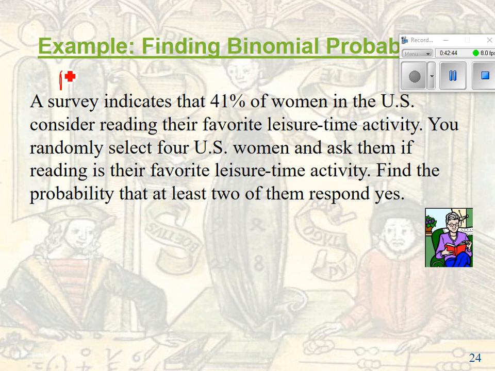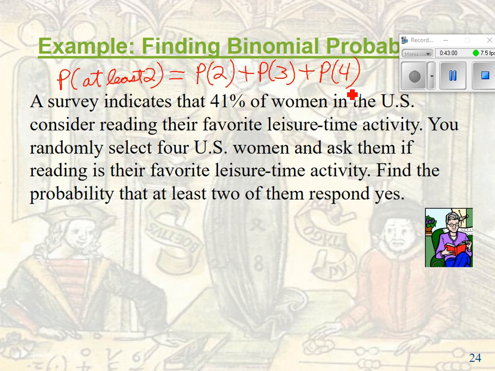If it says probability at least 2, what probabilities are we finding? The probability of 2 plus the probability of 3 plus the probability of 4. So we'd have to make our chart and then add up those 3.